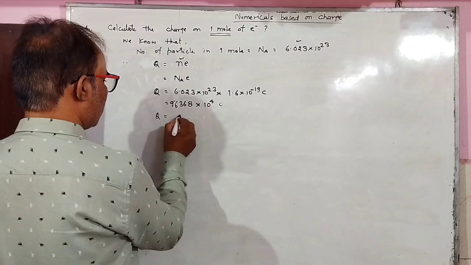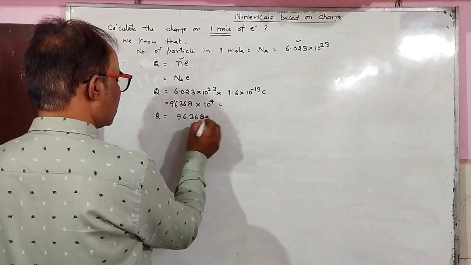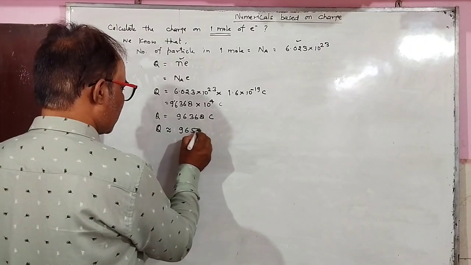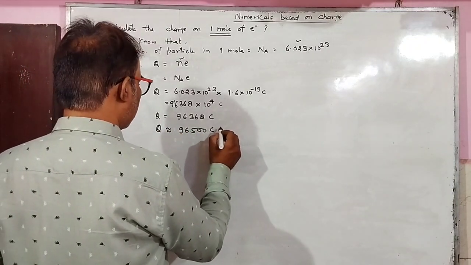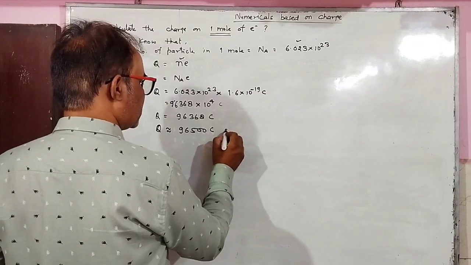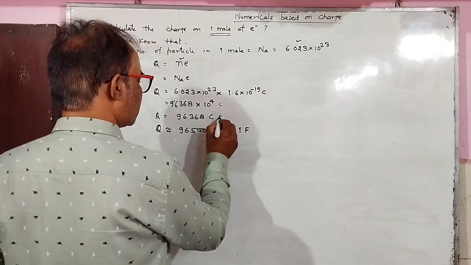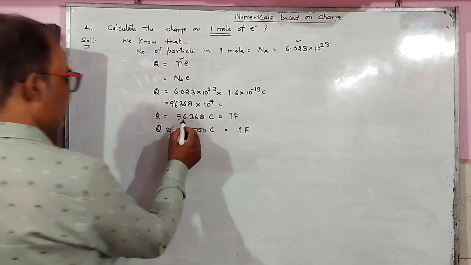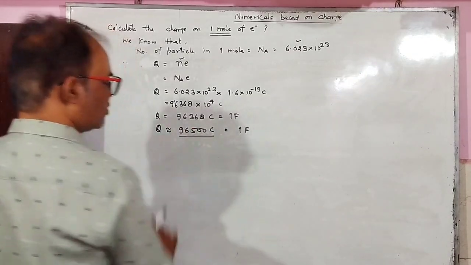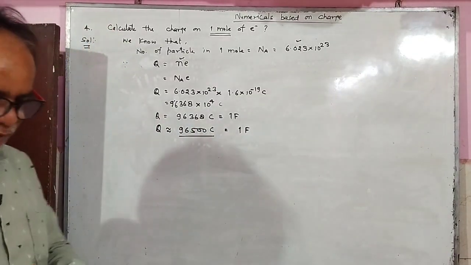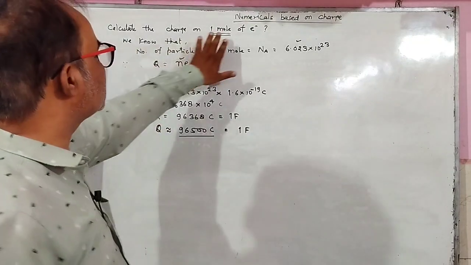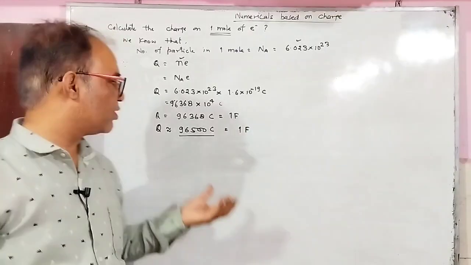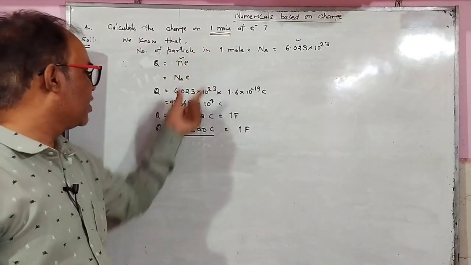That means Q will be equal to 96368 coulomb, which is usually used as 96500 coulomb, that is 1 Faraday. This is referred as 1 Faraday. Actually this is the value of 1 Faraday, and this 1 Faraday is usually represented as 96500 coulomb. So this is the fourth question, and this question is of lot of importance. During the objective type question you can be asked for how much charge is in 1 mole of electron.